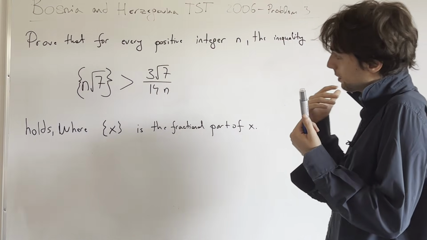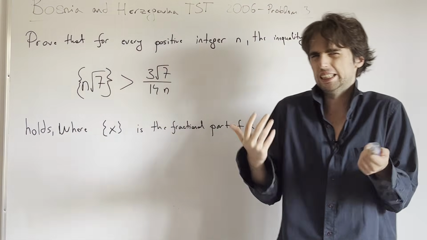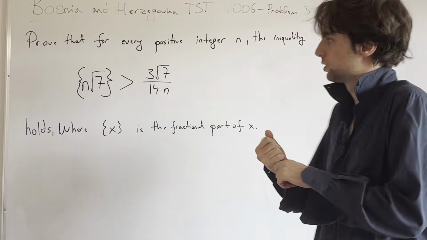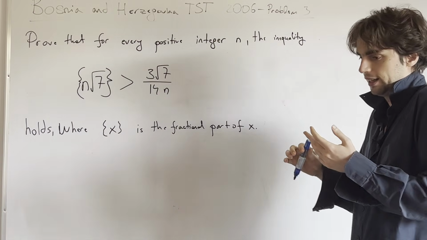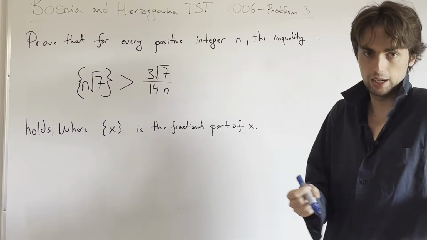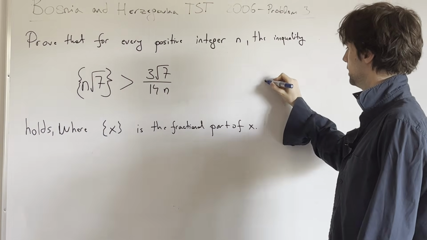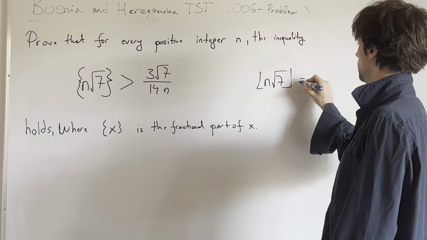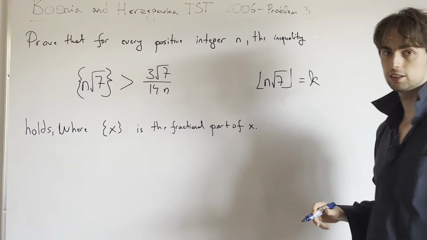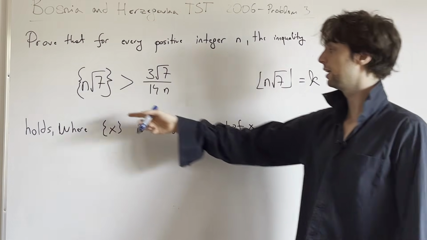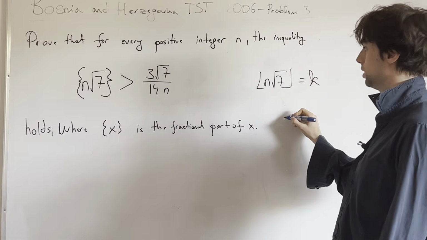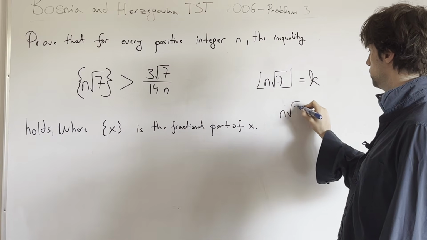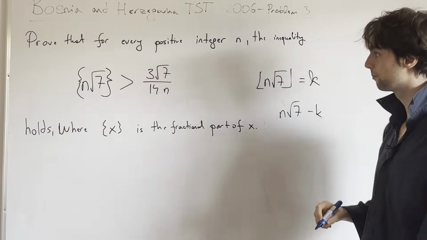Here's the first step. Fractional parts are generally more difficult to deal with, so let me try to write things in terms of the floor and in terms of n. Let's say that the floor of n square root of 7 is equal to some k, just so we have something to work with. Now this side is equal to n square root of 7 minus k.